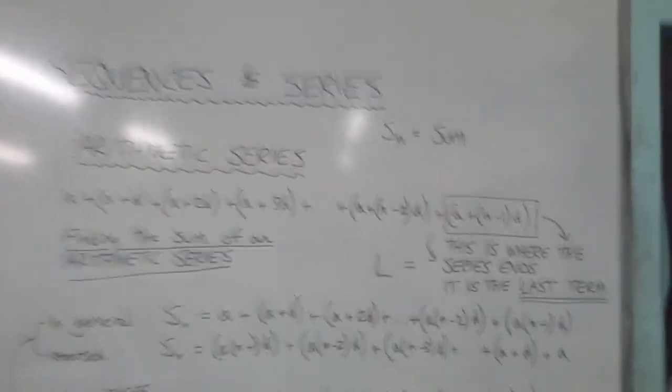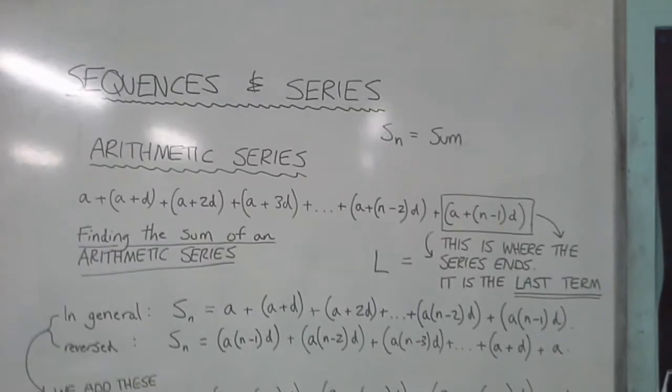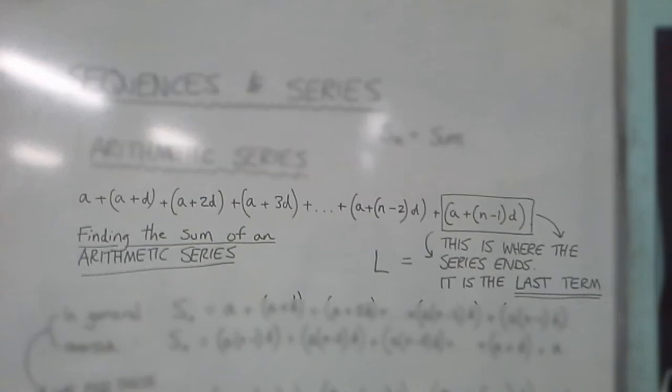The trouble is that some series can be very long. What if you wanted to add up the first 150 terms of a series, say? Writing out all 150 terms and adding them up together manually would take a very long time, so we can use algebra to solve that problem as well. In general, the sum of a series up to the nth term, Sn, is equal to a plus (a plus d) plus (a plus 2d) plus (a plus 3d), and so on until you reach a plus (n minus 1)d. This is the very last term in the series, and that is where it ends. That is your final term that you are adding up.